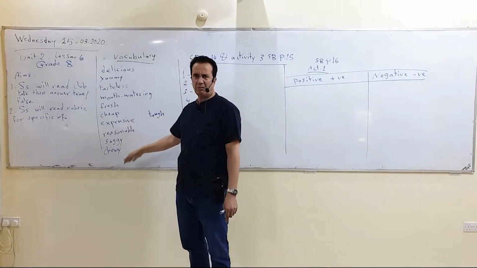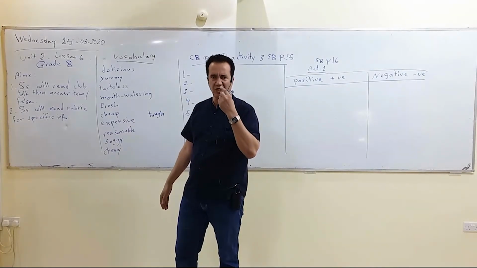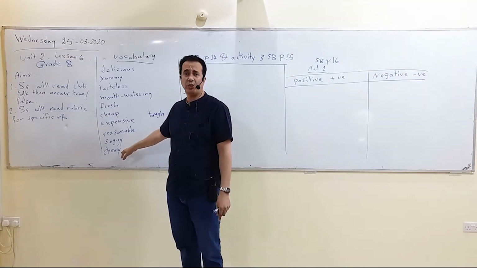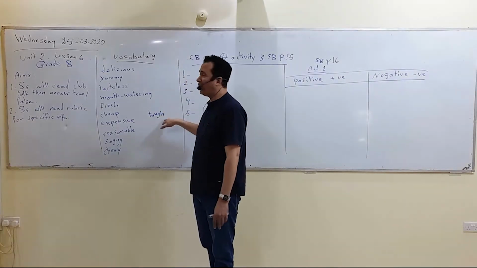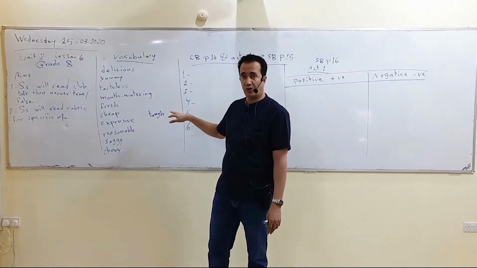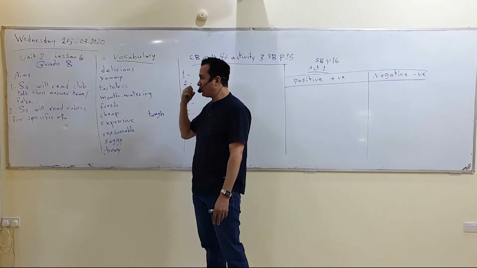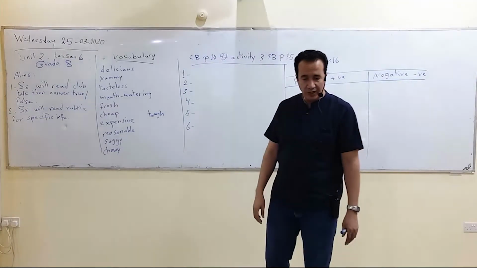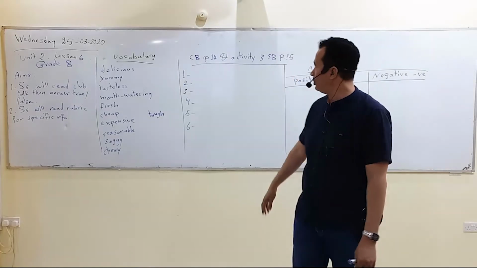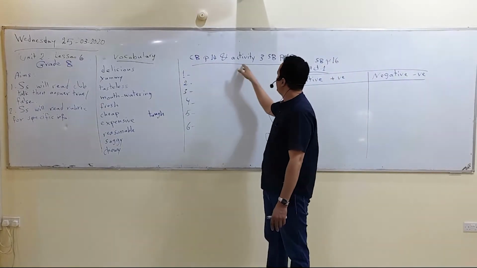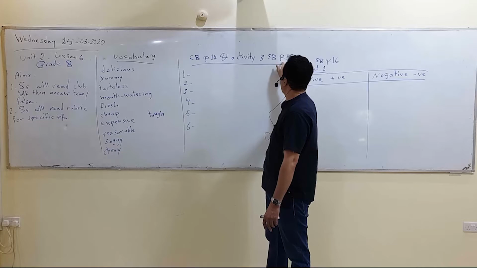Soggy means the taste is not good. Chewy, you have to chew it more and more. Tough means the food is hard, it's not cooked well, it's not well done, so you have to chew it more and more. So let's go now to class book, page number 14, and skills book, page number 15.